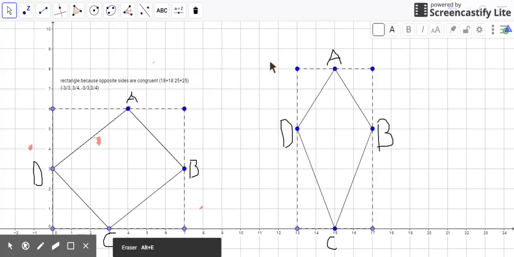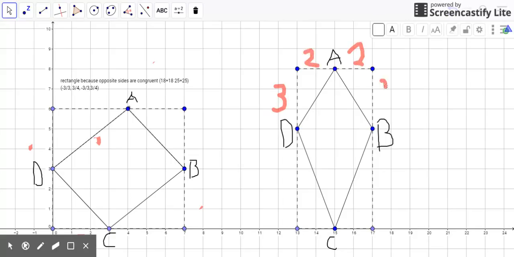Next we're going to do this shape, and we're going to start off again counting the sides. It's supposed to be 2.